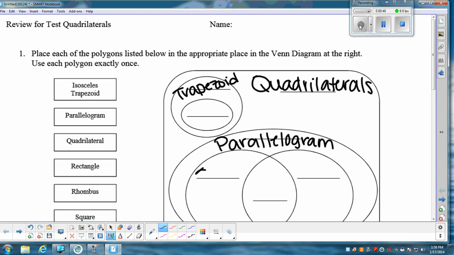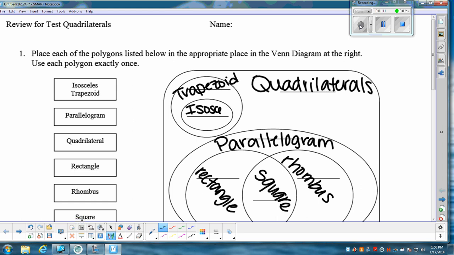If we have all the angles congruent, we have a rectangle. If we have all the sides congruent, we have a rhombus. And if we have both the sides and all the angles congruent, we have a square. Within our trapezoid, we have the one pair of parallel sides. If the other pair of opposite sides is congruent, we have the isosceles trapezoid. So there's our Venn diagram.